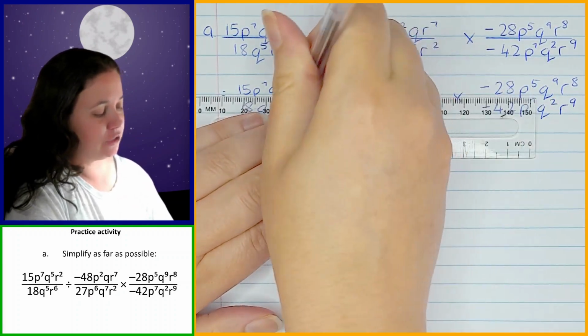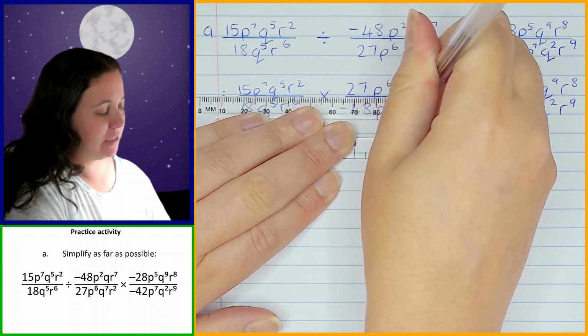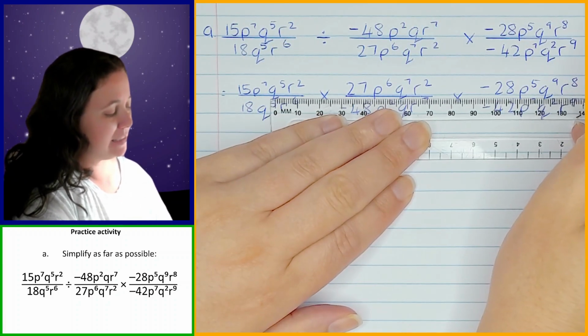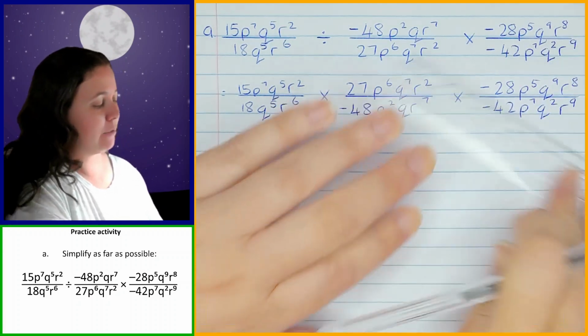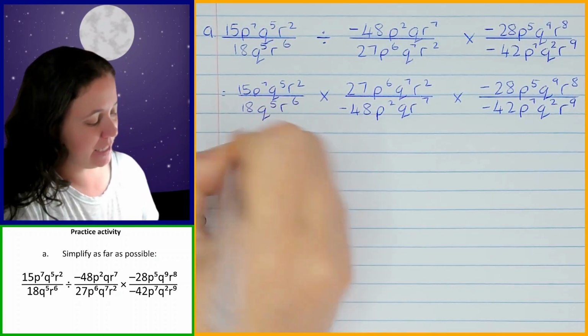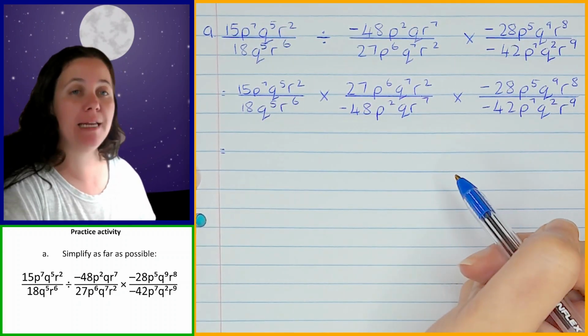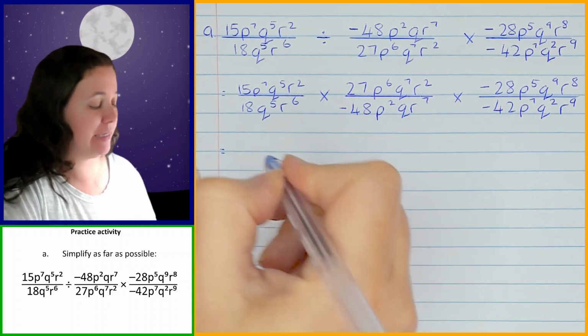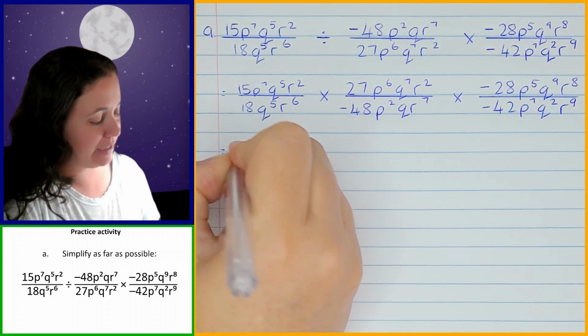Then the next thing I need to do, once I have done my tipping and timesing, is I need to see what my sign is going to be, and then I'm going to do my coefficients. Okay, so my sign, I've got over here 1, 2, 3 minus signs. That means it's going to be negative because there's an odd number of negatives.